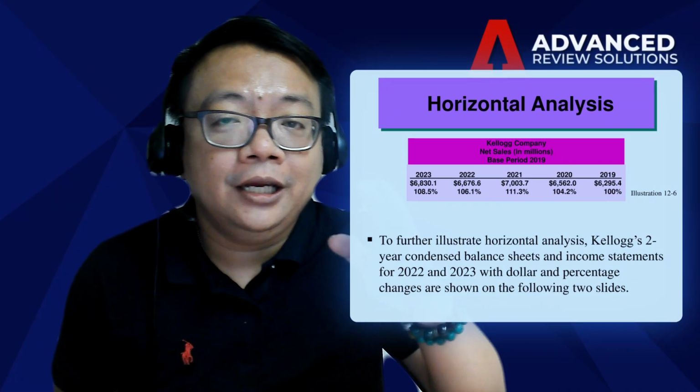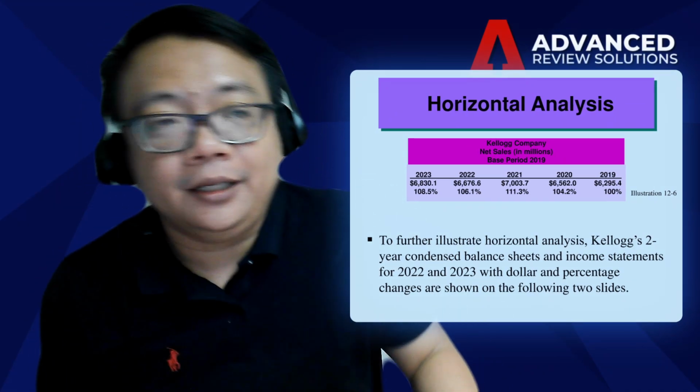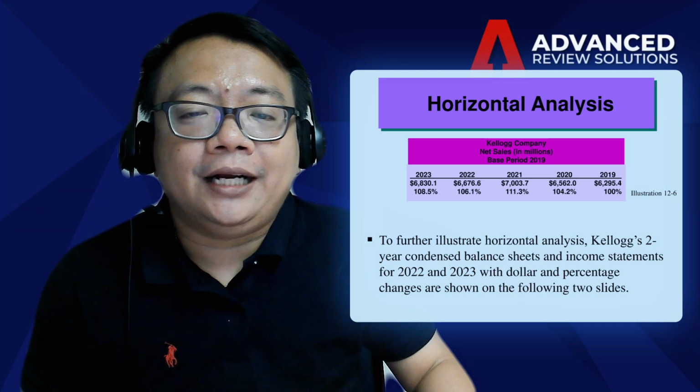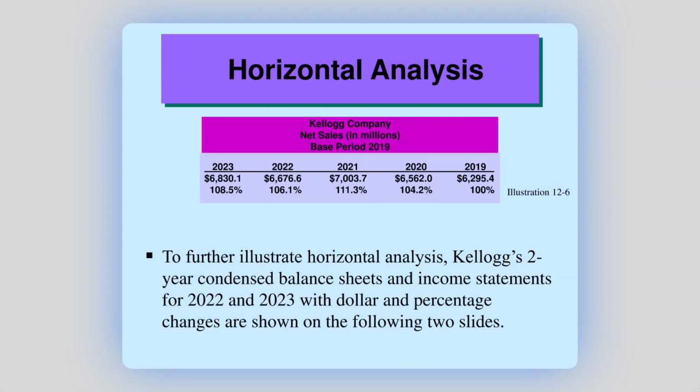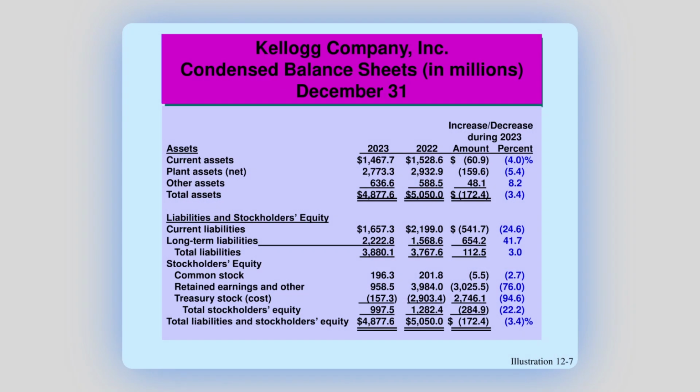If you want a shortcut, that's all, to illustrate this one: just divide the current year by the base year. For example, in the condensed balance sheet, in the current assets, what is the formula? Current year minus our base year. So in your current assets, you have 1467.7 minus 1528.6, so you have 60.9.